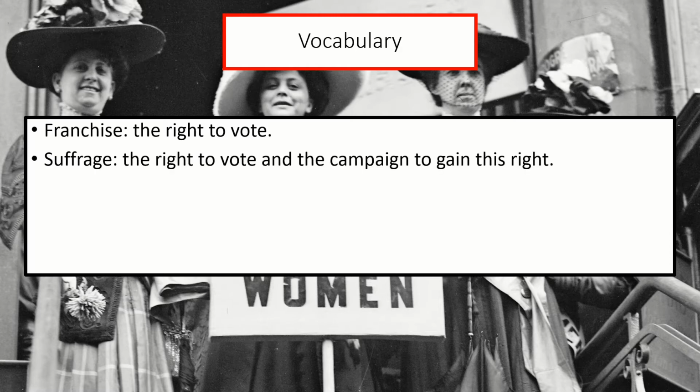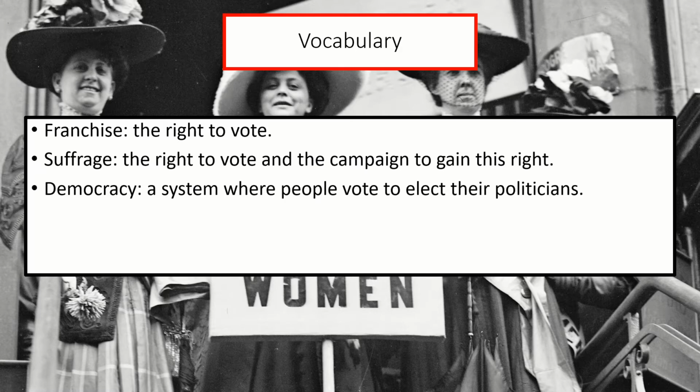And as you've seen, the two different groups are called the suffragists and the suffragettes, and this comes from the word suffrage, and suffrage is just the right to vote or the campaign that is involved in voting. So when we're talking about suffrage, we are talking about voting. And democracy is the system that we ostensibly live under. It's a system where people vote to elect the politicians.